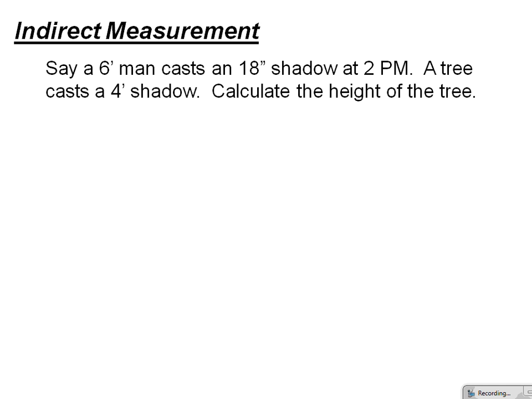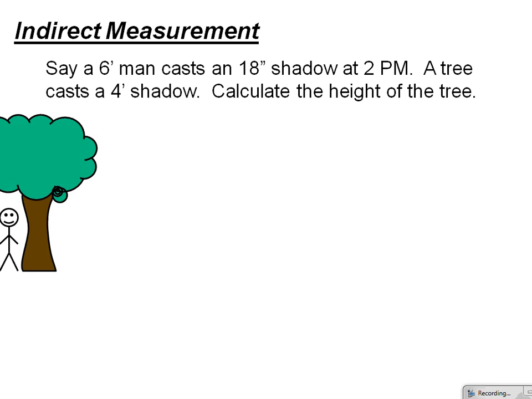Now in today's lesson, we're going to be doing a process called indirect measurement. Say, for example, a 6-foot man casts an 18-inch shadow at 2 p.m. At the same time, a tree casts a 4-foot shadow. Calculate the height of the tree. At first, you might be asking yourself, what do shadows and people have to do with similar triangles? But we can make use of similar triangles to solve this problem.